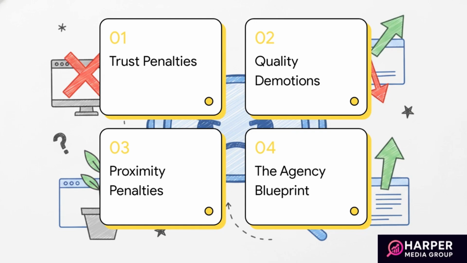So here is how we're breaking this down today. 1. Trust penalties. 2. Quality demotions. 3. Proximity penalties. And finally, 4. The agency blueprint. Let's get into it.